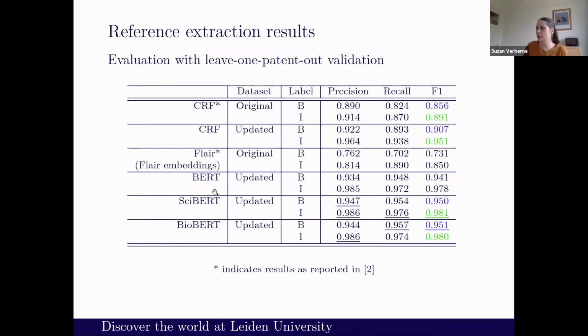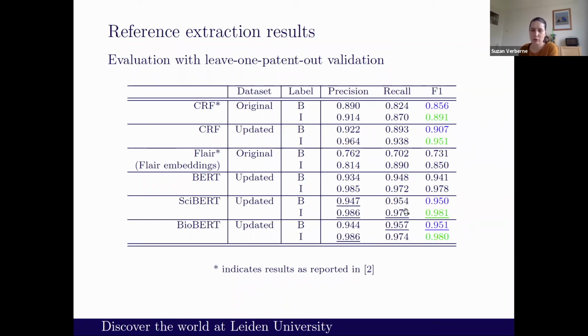Now, the results for the BERT models, they are higher than conditional random fields. We also have the results on the original data, and that shows the same difference. As you can see, I underlined the best results here. We get very high F scores here, 98% precision and recall, which is the most important metric here. More than 97% for the I labels and 95% for the B labels. And that is extremely high.